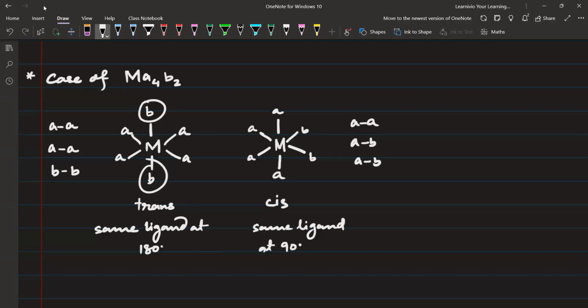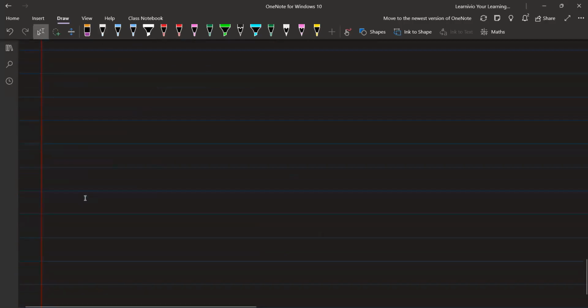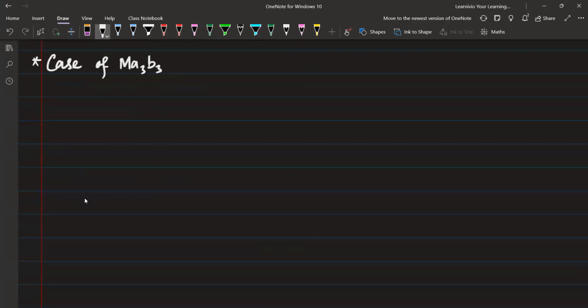Yes, sir. Next is case of MA3B3. The first case is M is A is opposite to B, A is opposite to B, A is opposite to B. देखिए इसमें ना दो तरीके से बनता है. A is opposite to B, A is opposite to B, A is opposite to B.